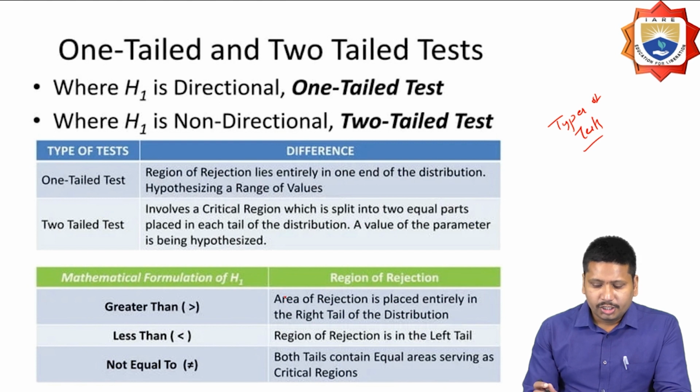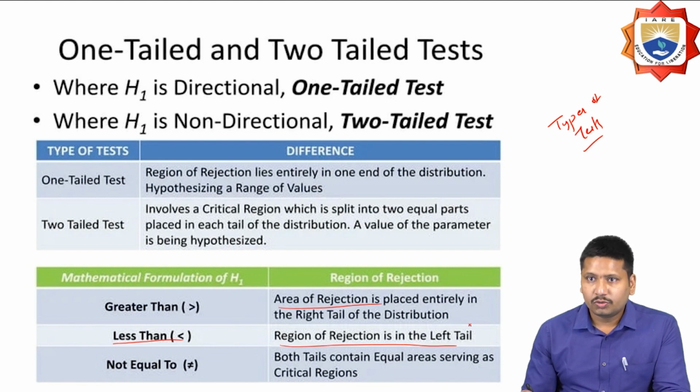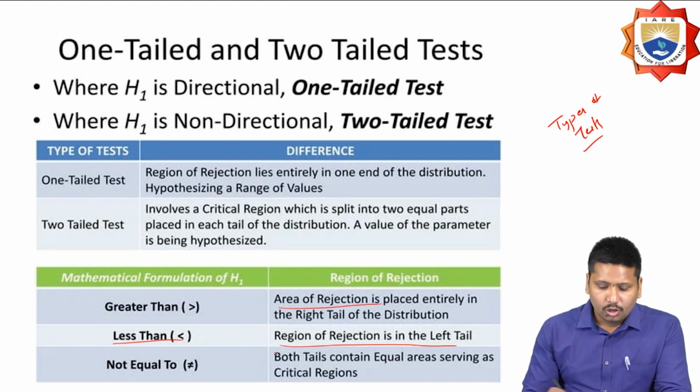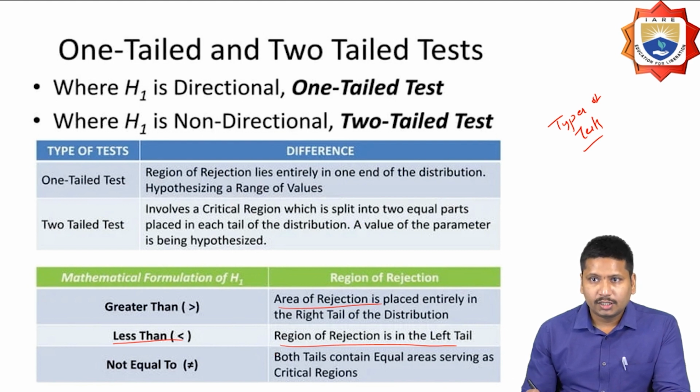So for the mathematical formulation, normally we consider three cases. If H1 is greater than, the area of rejection is placed entirely in the right tail of the distribution. Similarly, if H1 is less than, then the region of rejection is in the left tail, and for not equal to, both tails contain equal areas that serve as the critical regions. So these are the types of tests we can perform in hypothesis testing.